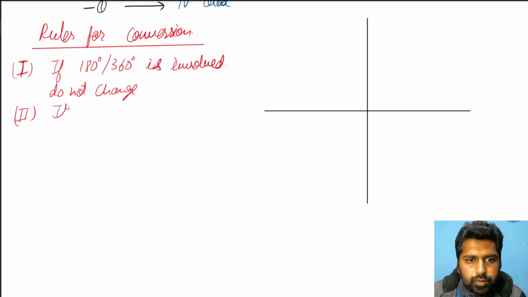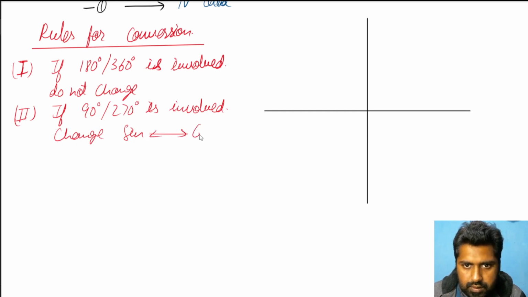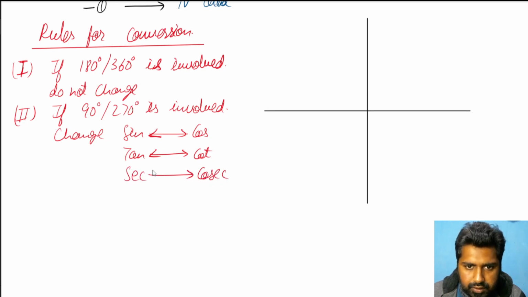Second rule, if 90 degree or 270 degree is involved, change sine to cos and cos to sine. Double arrow means sine will be converted to cos, cos will be converted to sine. Tan will be converted to cot, and cot will be converted to tan. Sec will be converted to cosec, and cosec will be converted to sec.